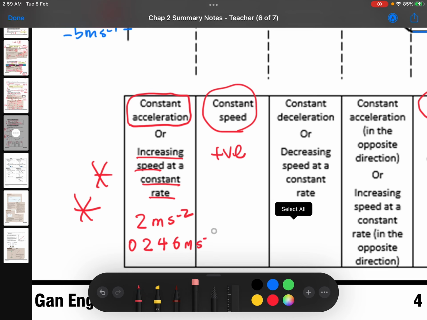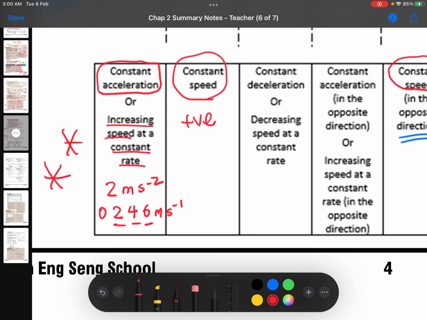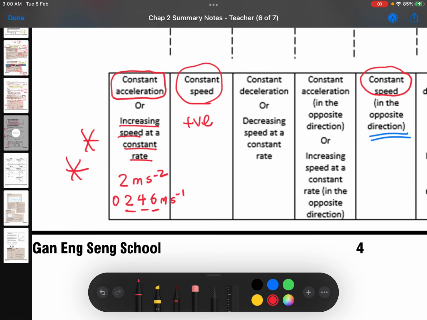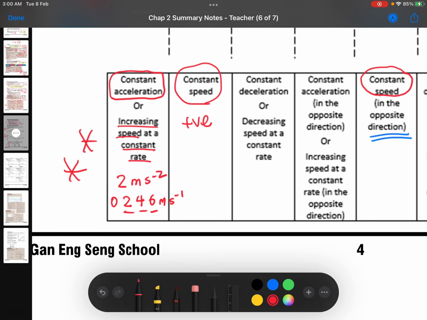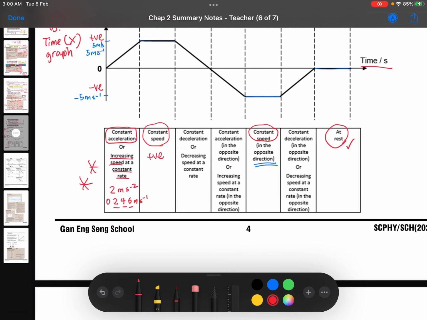Sorry, let me erase this. It's actually 6 meter per second. So it's 2, 4, 6. But you see the velocity is increasing at a constant acceleration. So speed is increasing at a constant rate. Now you notice I use speed and velocity interchangeably. Most likely you are going to be doing this as well. So let's look at this again.